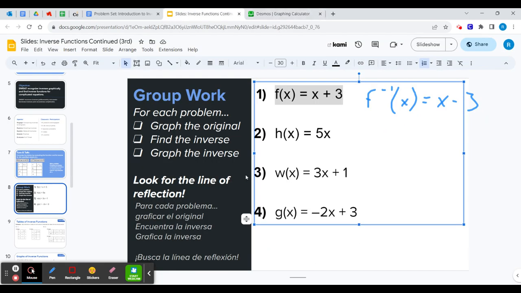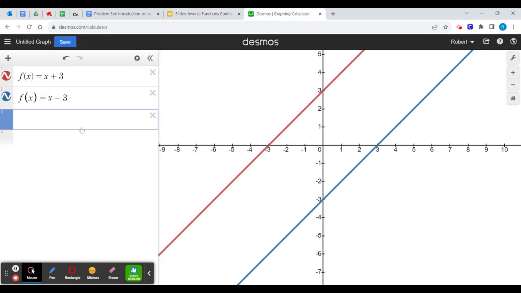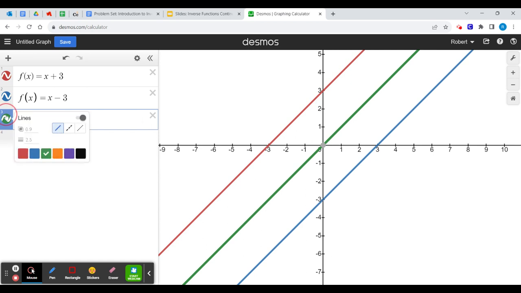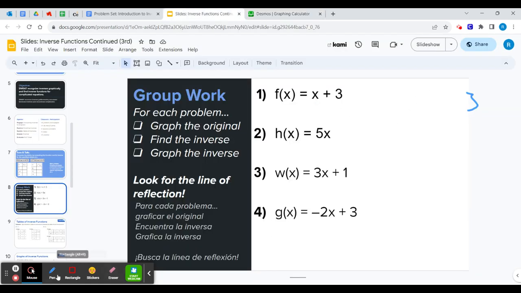And if you were to go through and complete this exercise, you would notice that we actually have a line of symmetry here that happens across this black line that I'm creating, where the original function gets flipped over to that blue function there.